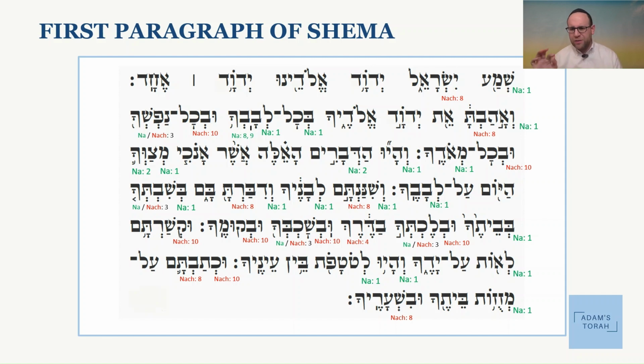Ukshartam leot, lamed Sheva at the beginning of the word. Rule number 1. That's a Sheva Na. Vehayu, Sheva at the beginning of the word. Rule number 1 is a Sheva Na. Le totafot. Rule number 1. Sheva at the beginning of the word.